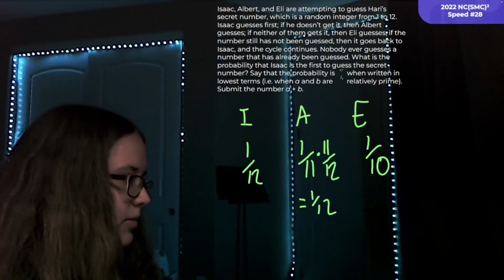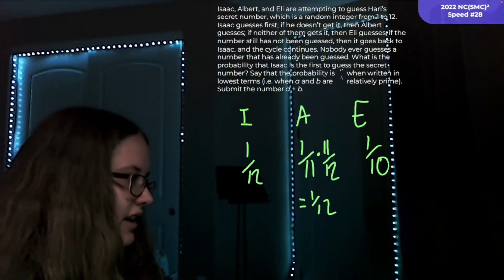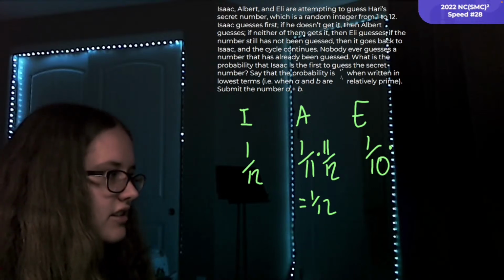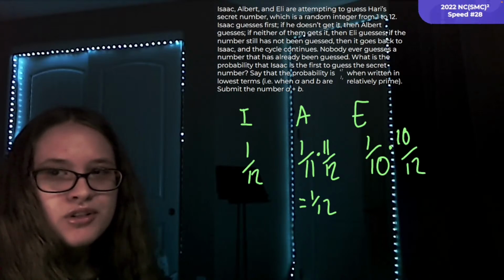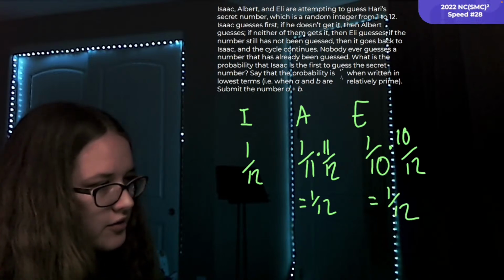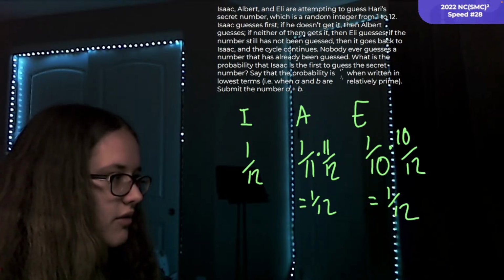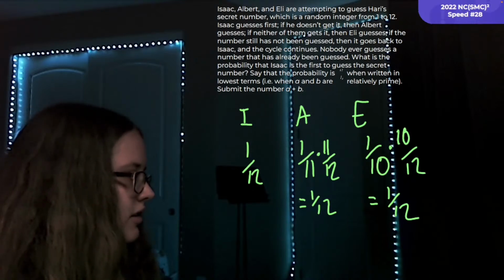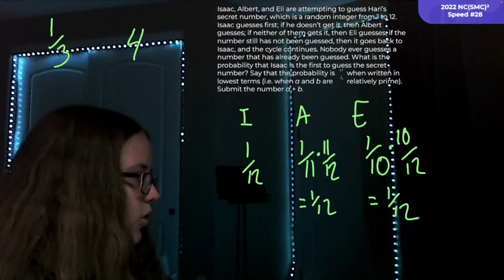And same over here. We have 1 in 10, but now there is a 2 in 12 chance it was guessed previously. So we multiply it by 10 over 12. Notably, we don't simplify that because we are going to immediately get 1 over 12. And this pattern will continue of it being 1/12 for each of them as it goes on. So the answer is simply 1/3. And so the answer we give is 4.